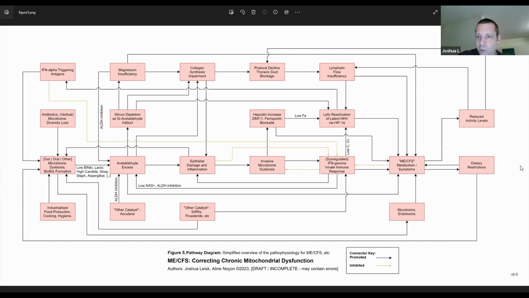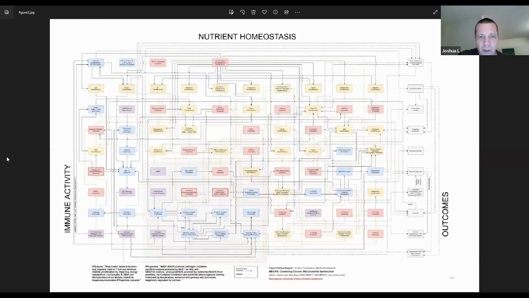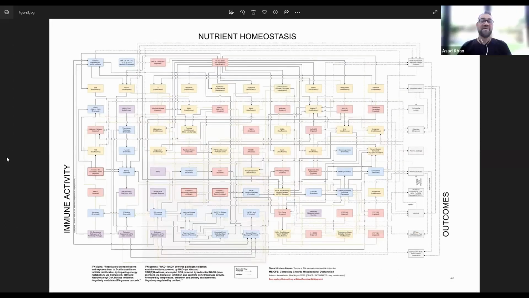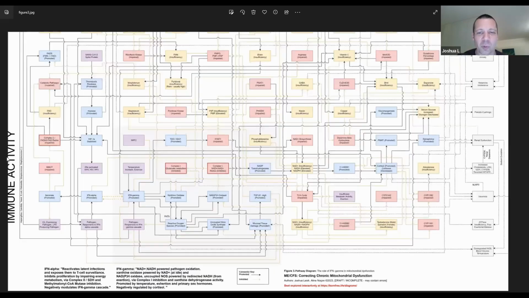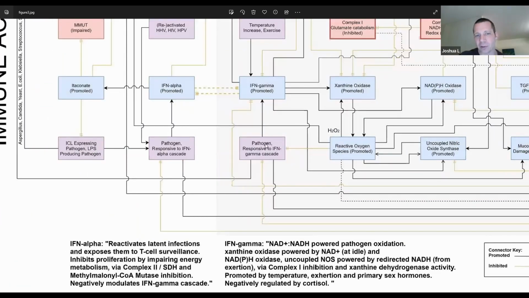And what I might do is just switch over to one of the other ones, and we can step through that a little bit. I actually have a little interactive diagram explorer, which maybe shows this a little bit easier, but I'll start here and maybe we'll swap over to that. So we have the pathogen responsive interferon gamma cascade.